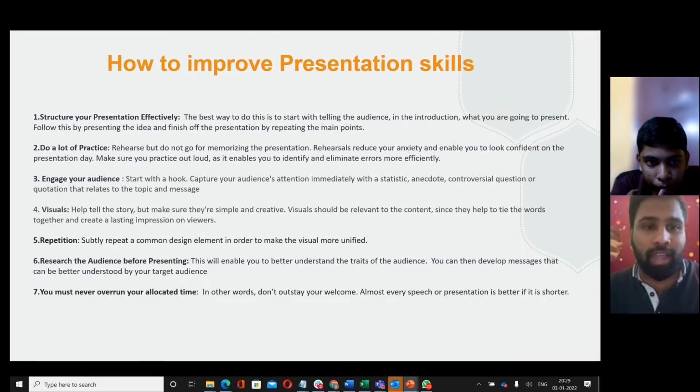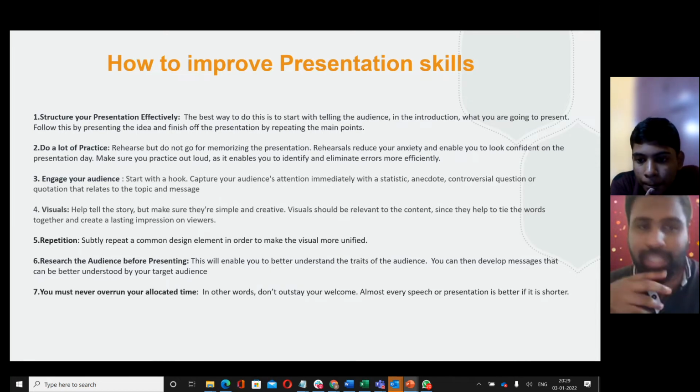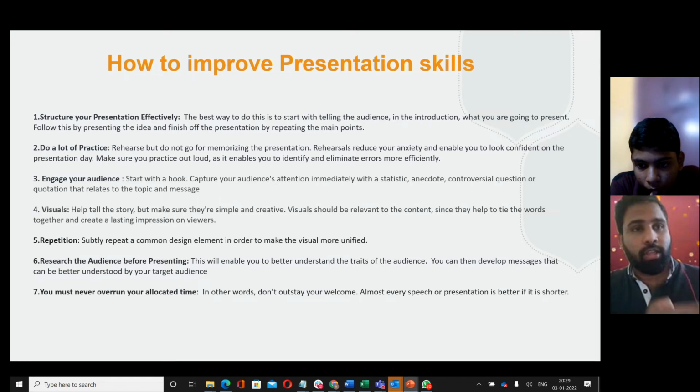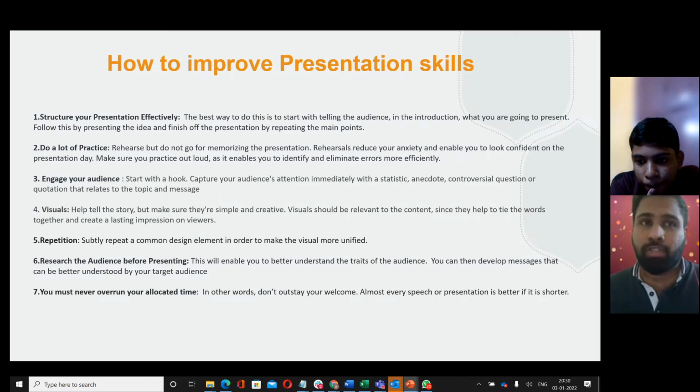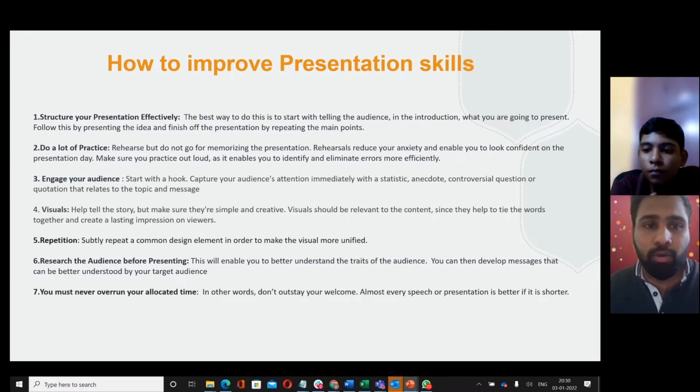Follow this by presenting the idea and finish off the presentation by repeating the main points. That means after everything is over, you can just say everything in a summary: okay, so I hope you understood my product, the machine, the benefits of it, and how it would help various schools to stop the spread of this virus if they use this machine. And I'm hoping that in the long run, in future, it would definitely help all the students and teachers in every school in the country.